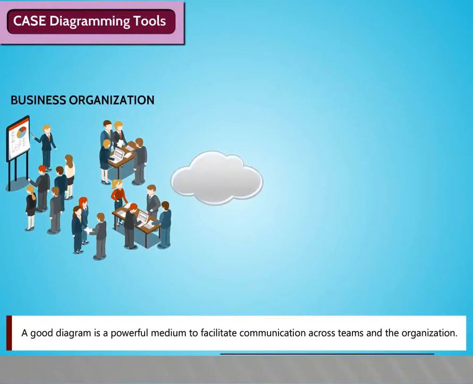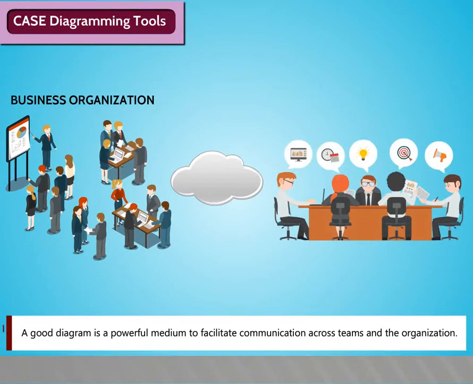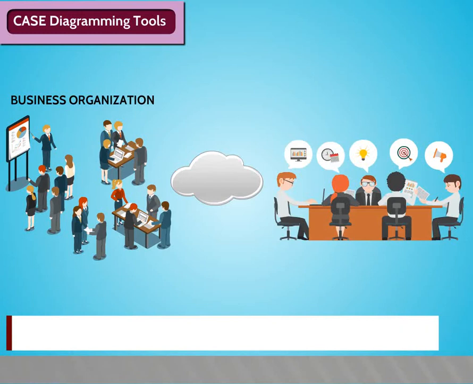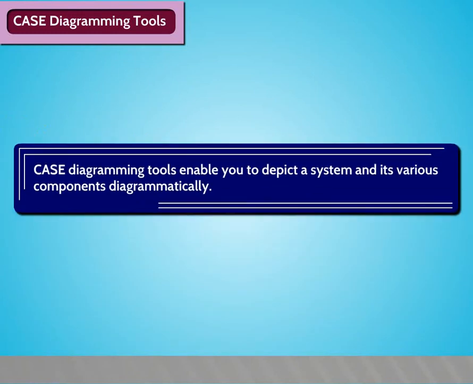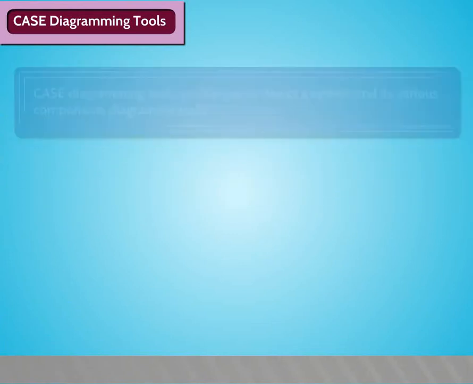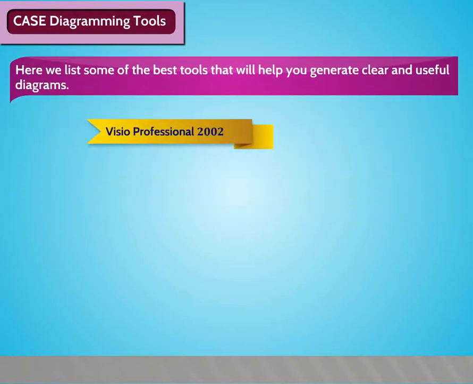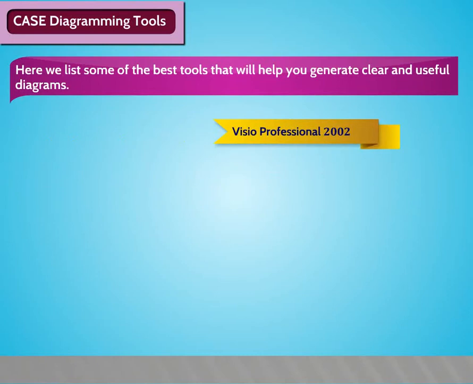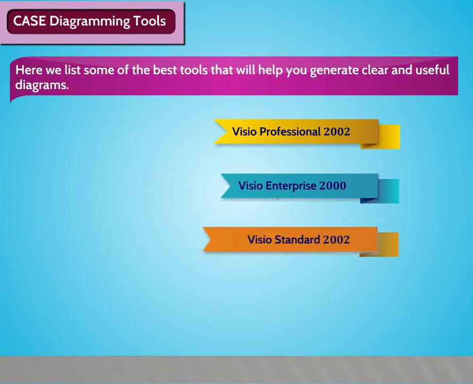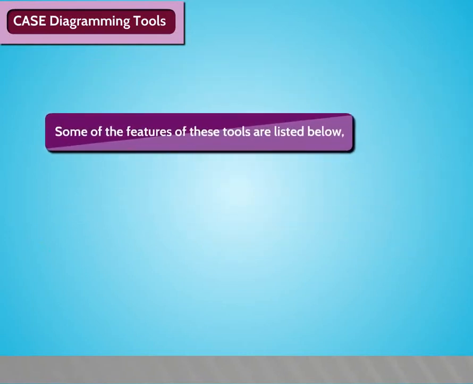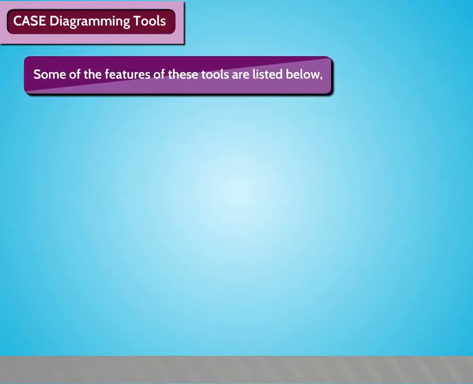A good diagram is a powerful medium to facilitate communication across teams and the organization. Case diagramming tools enable you to depict a system and its various components diagrammatically. Here we list some of the best tools that will help you generate clear and useful diagrams. Visio Professional 2002, Visio Enterprise 2000, Visio Standard 2002. Some of the features of these tools are listed below.